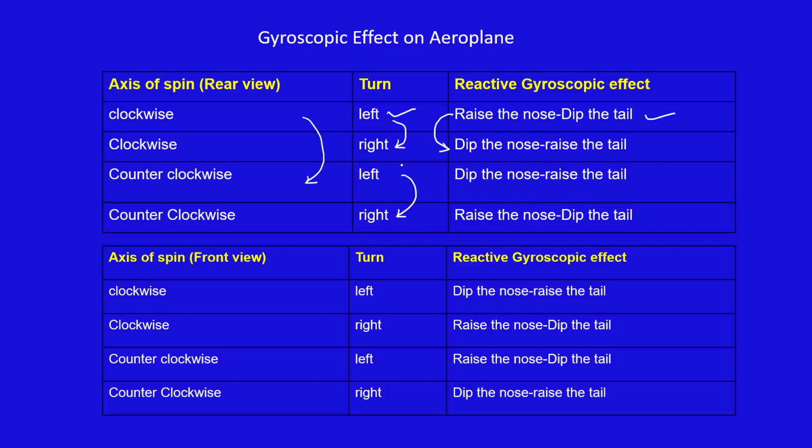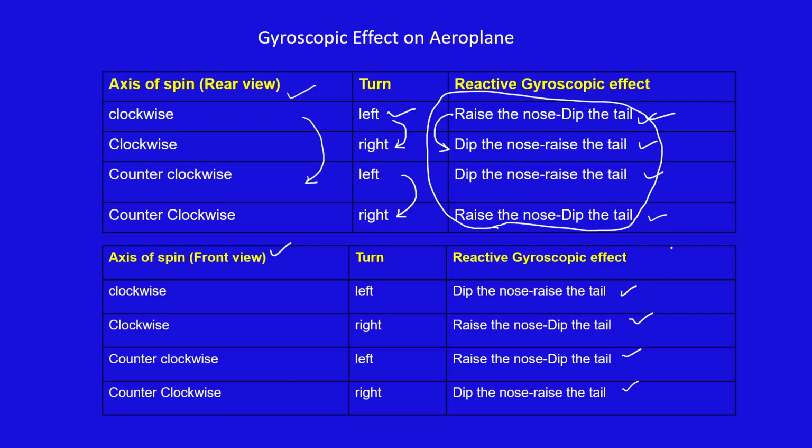Then what is the difference between table 1 and table 2? Only front view, rear view. So whatever you have written here, just opposite. Tip the nose, rise the tail. Rise the nose, tip the tail. Rise the nose, tip the tail. Tip the nose, rise the tail. All are just opposite of table 1.